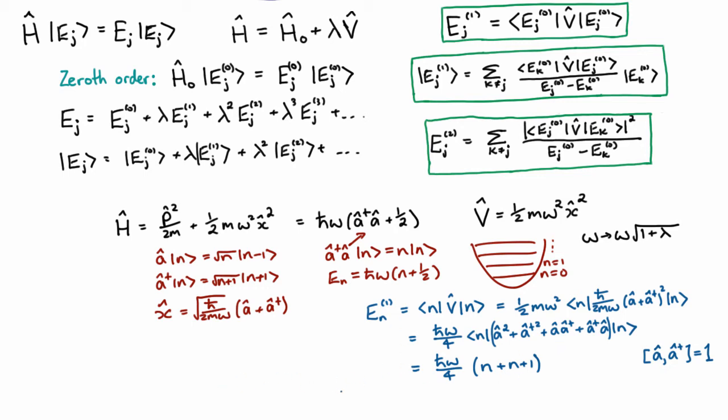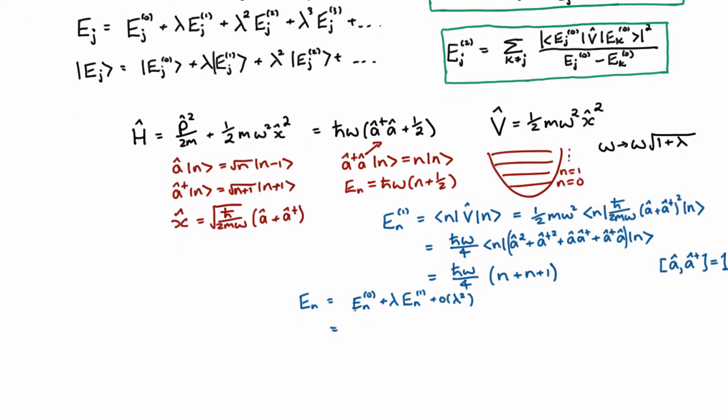So the energy, the new energy, is going to be just this. We know what this is. And if we take out the factor of N plus a half, and of course we have our order lambda squared corrections. So that's my claim. That's my claim that that's the new energy.